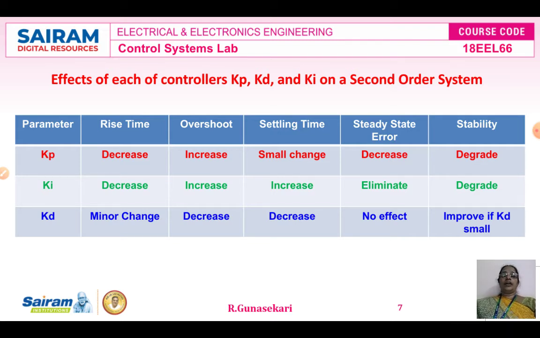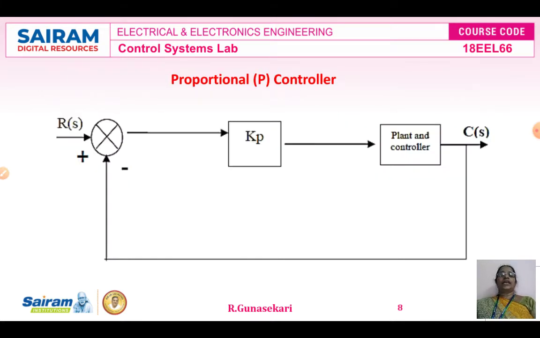For Ki, integral controller, the rise time decreases, overshoot increases, settling time increases, eliminates steady state error, degrades stability. Kd, derivative controller, has minor change in rise time, decreases overshoot, decreases settling time, no effect on the steady state error, and improves stability if Kd is small. So from the table you can easily understand what are the effects of each of the controllers on the second order system.